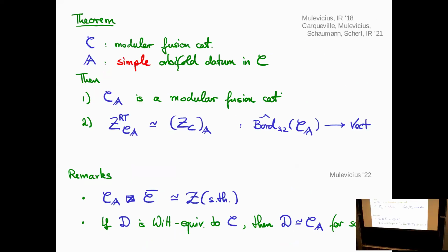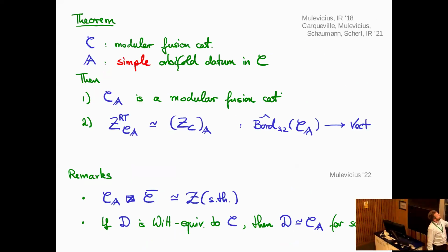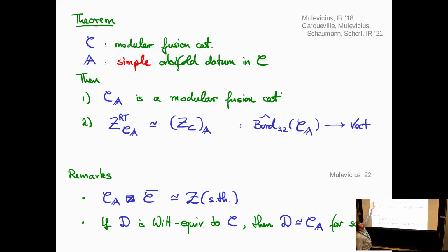And in fact, what you can show is that if you start with a modular fusion category and you have an orbifold datum, it has to be simple, which I didn't explain what that means, then this category of line defects I described is again a modular fusion category. So you start with a modular fusion category, you do this procedure, and you get a new modular fusion category. Well, you can plug it into the Reshetikhin-Turaev construction. So you can ask, what is the Reshetikhin-Turaev theory for that modular fusion category? And it's precisely the orbifold of the old one.